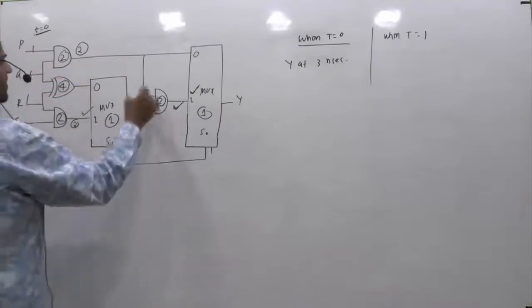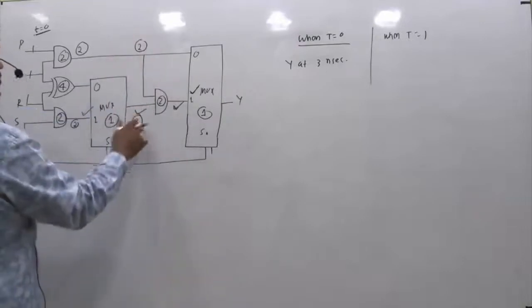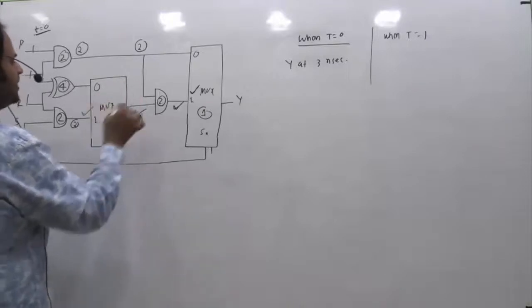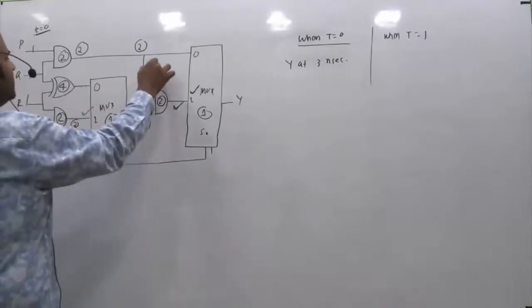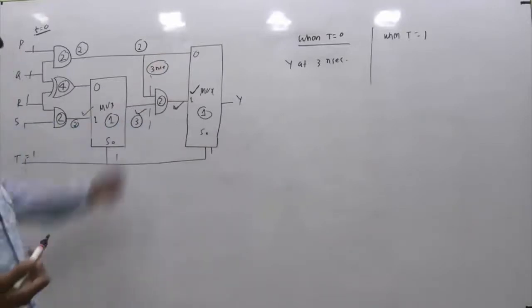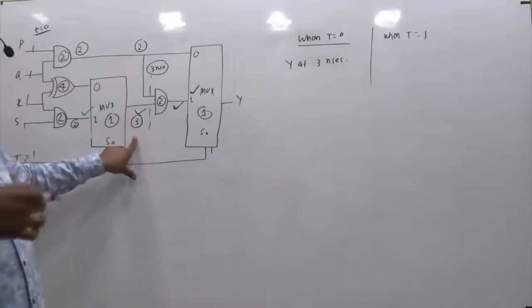So basically this input of the AND gate you are getting at 2 nanoseconds, and this input of the AND gate you are getting at 3 nanoseconds. At what time do you have both of the inputs? Obviously the reference is 3 nanoseconds, because if I ask you at 2.5 nanoseconds what is happening, you don't have this input, you have only these inputs. So we should think at what time we'll have all the inputs.